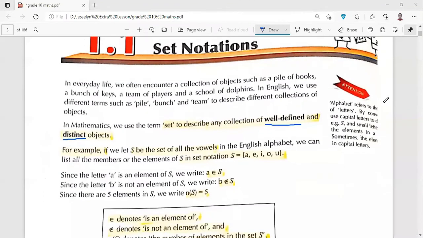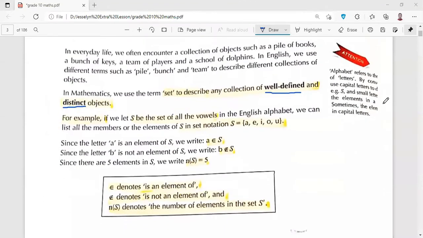Let's take the third statement. For example, if we let S be the set of all vowels in the English alphabet, we can list all of the members, or the elements, of S in set notation. As reflected on the projected screen, you have S equals braces and then the elements inside it. So, how do we read this?